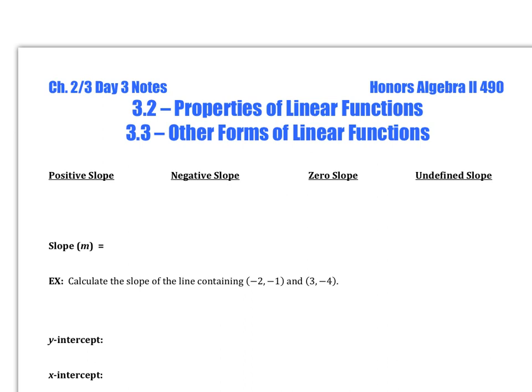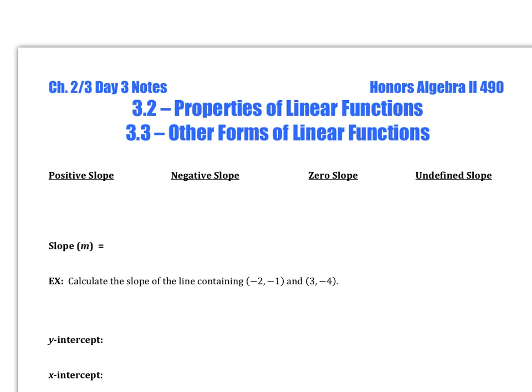Today we're going to look at properties of linear functions and other forms of linear functions. So we're going to be doing some graphing, we're going to talk slopes, and we'll talk about writing equations of lines. Alright, so to begin with, we're going to focus on slopes. So we're first going to talk about what a positive slope is, negative slope, zero slope, undefined slope. So what do you remember about those?